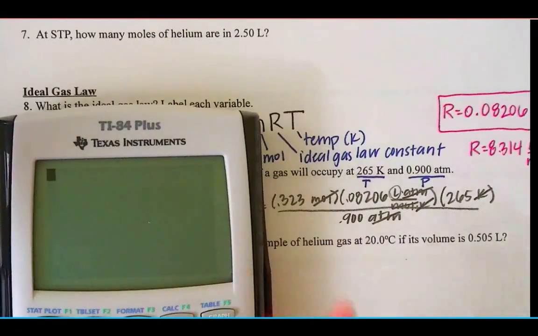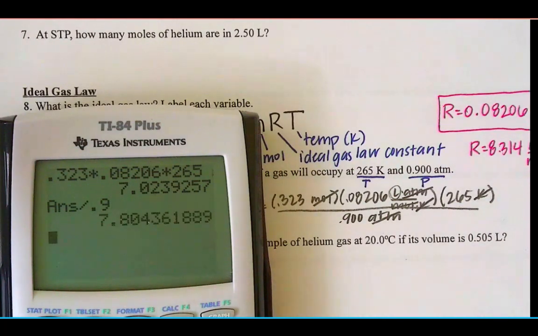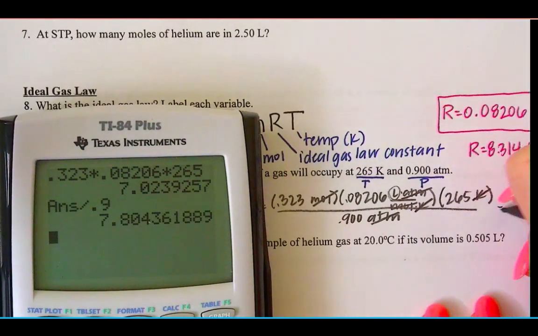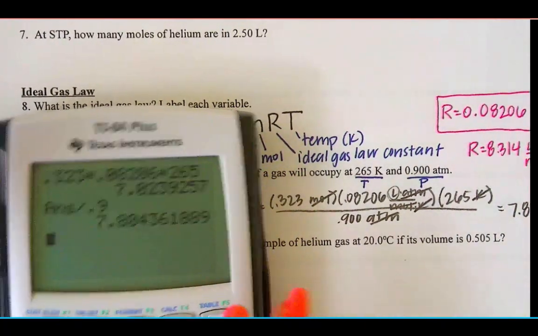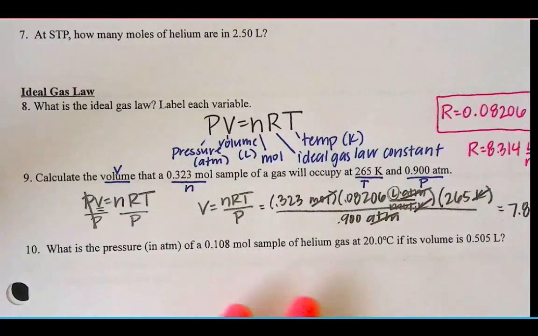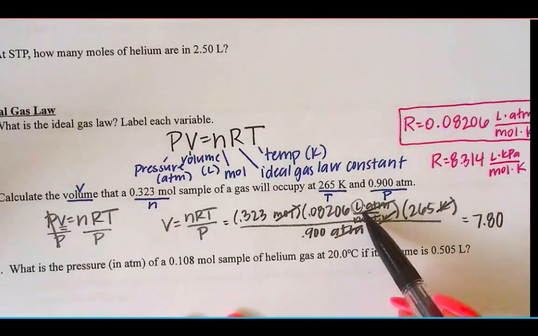So if I look at plugging everything in here, 0.323 times 0.08206 times 265, I'm going to divide by 0.9. I get 7.80. Now again, look at what your units for volume are. Volume is liters.